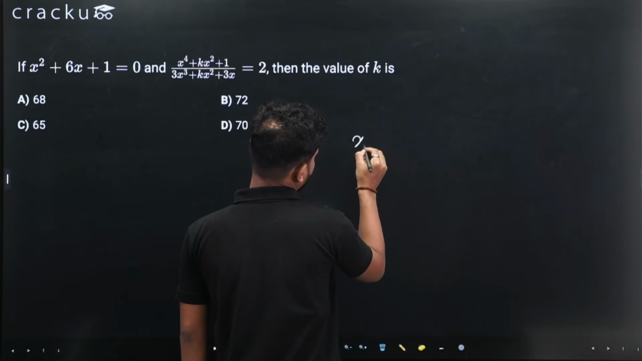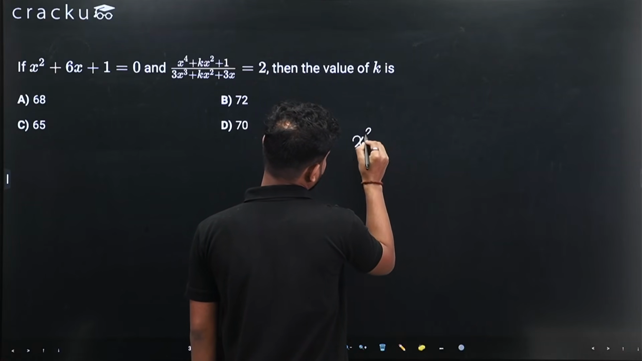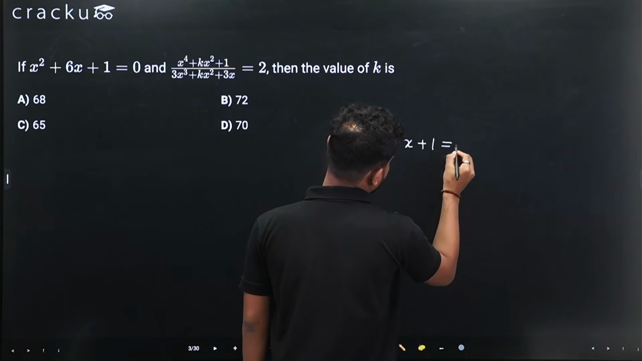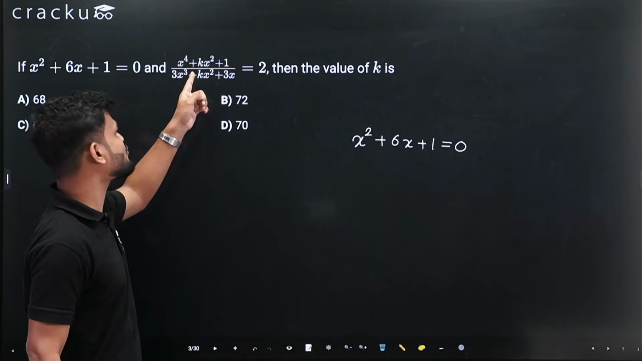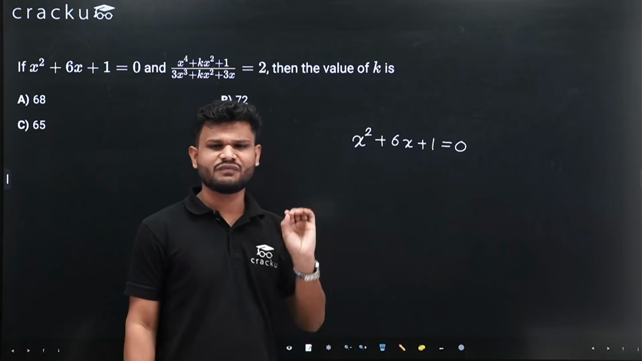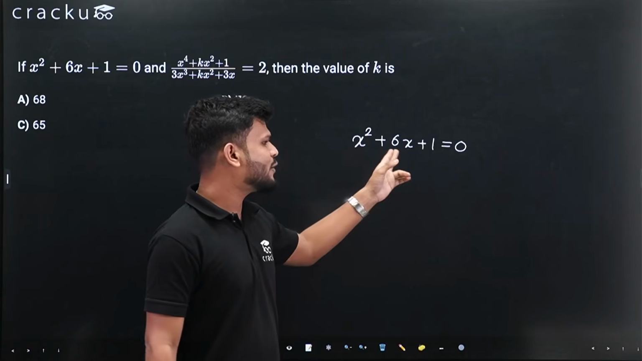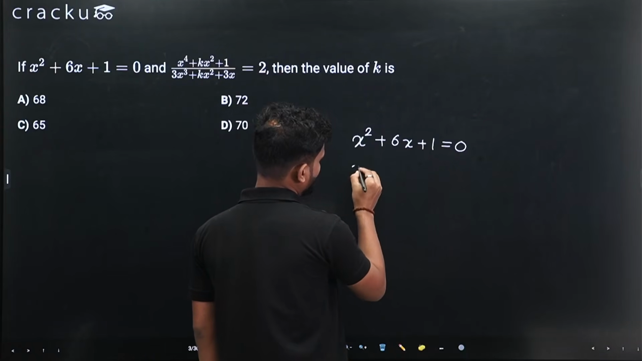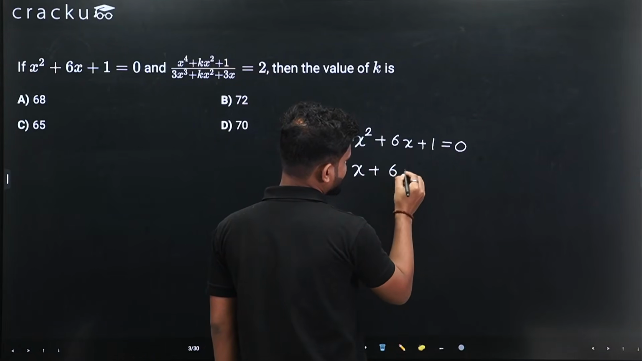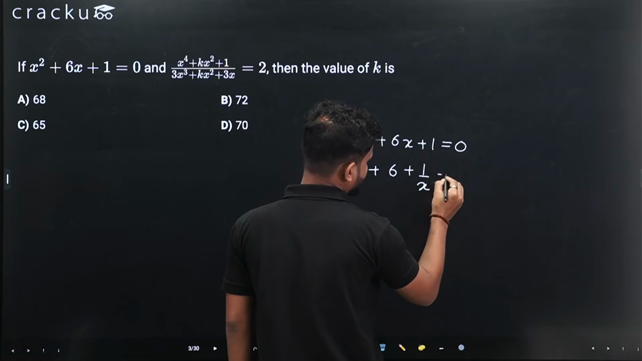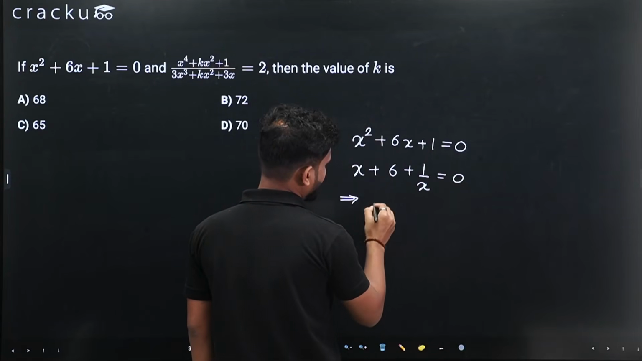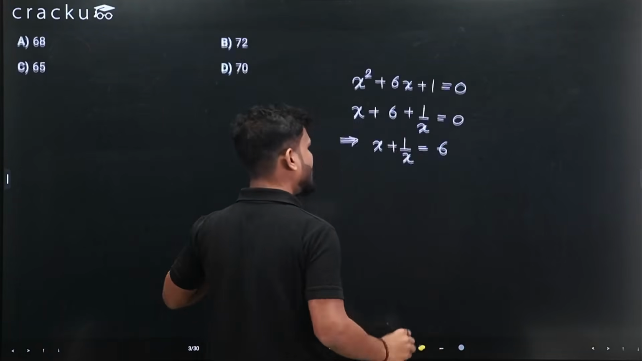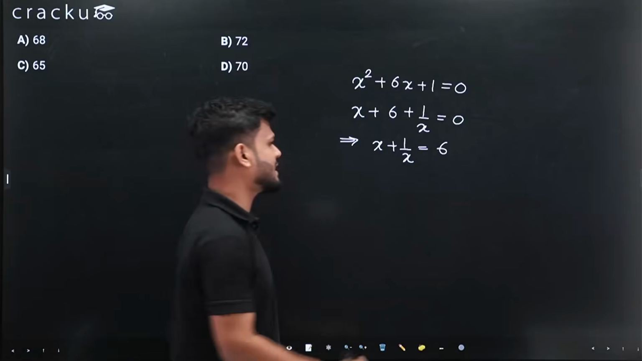First of all, you are given x square plus 6x plus 1 is equal to 0. And here you are given x raised to 4, x cube and all these things. So whenever this type of thing comes, you have to manipulate the given equation. How can you manipulate this? Divide both sides by x. You get x plus 6 plus 1 by x is equal to 0, or x plus 1 by x is equal to minus 6. From here also find x square plus 1 by x square.